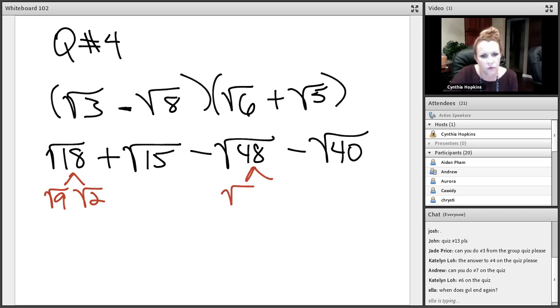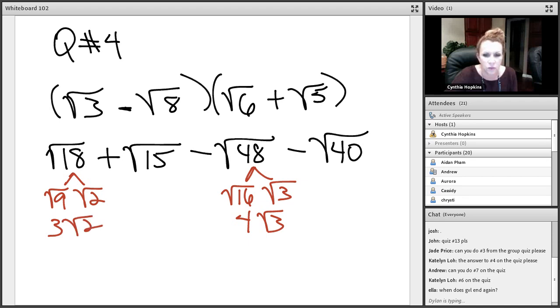This square root of 48, though, probably initially you'll think that it's a 4. That's the perfect square. That's a factor, and that's true. 4 is a factor of that, but it's not the biggest factor. It would be 4 times 12, and then 12, I know, has another 4. So it's actually 16 times 3. So here I'm going to get 4 the square root of 3. Over here I'm going to get 3 the square root of 2.